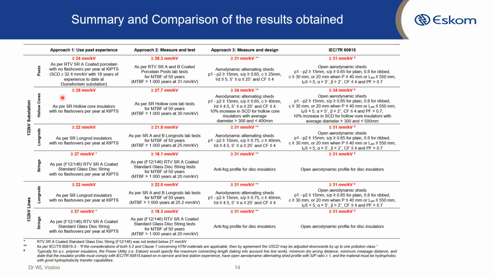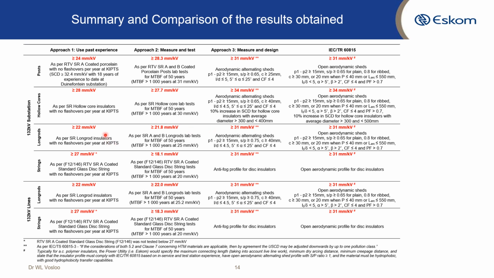Let's take, for instance, hollow cores at 28 millimeters per kV from past experience. When we do the measuring and testing, 28 millimeters per kV. Cool. If we had to make use of measure and design of approach 3, we would have gone for 34 millimeters per kV at least. And at the same time, if we used the old 60815, it would have been 34 millimeters per kV.